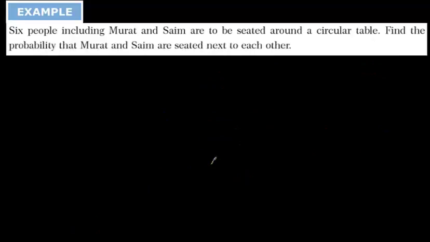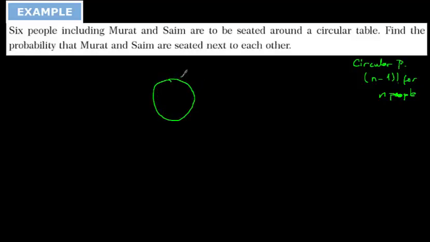Okay. 6 people, including Murat and Saim, are seated around a circular table. Find the probability that Murat and Saim sit next to each other. If you remember the circular permutation, the formula was (n minus 1) factorial for n people to sit around a circular table in different ways. But here we have another condition in the question: Murat and Saim want to sit together.